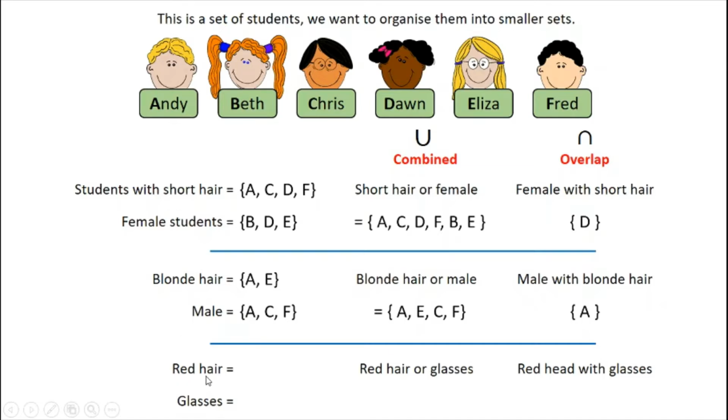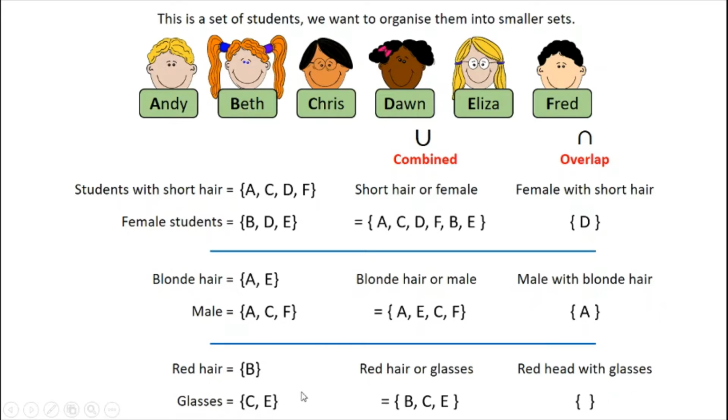The final group, people with red hair, was Beth. Glasses was Chris and Eliza. So people with either red hair or glasses, I'm going to combine the list: Beth, Chris, and Eliza. And there is nobody that has red hair and wears glasses. So that's just left blank.